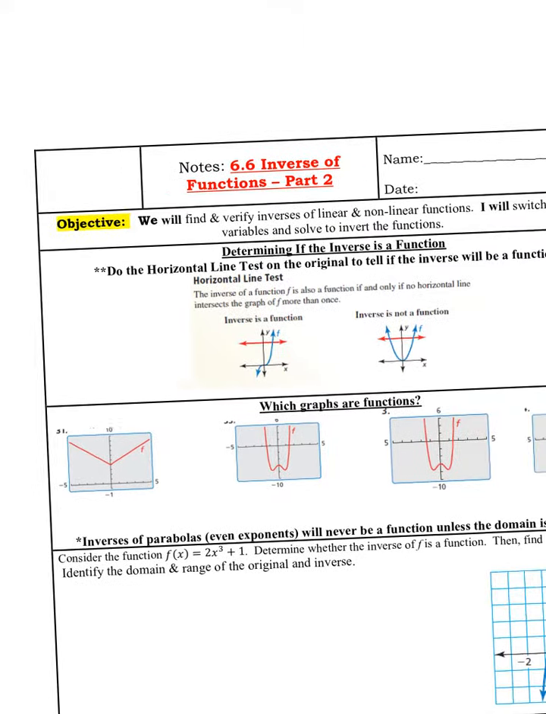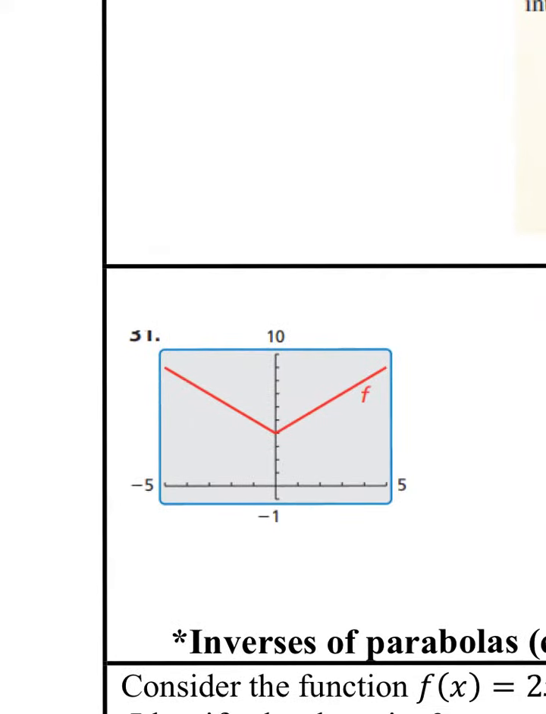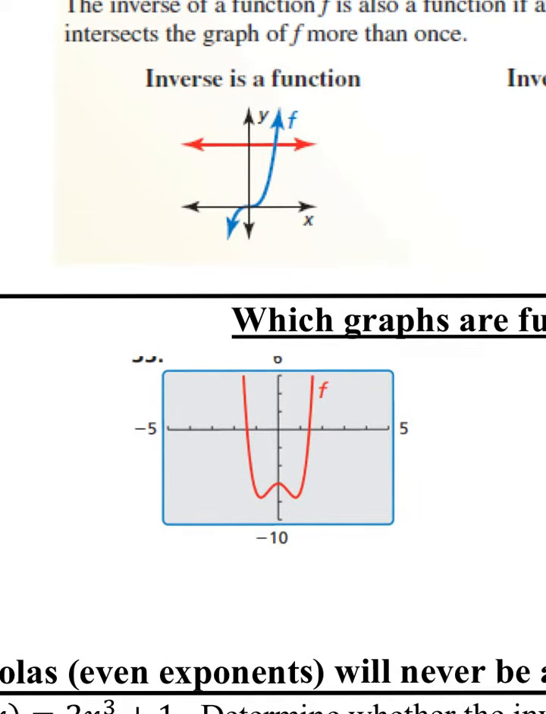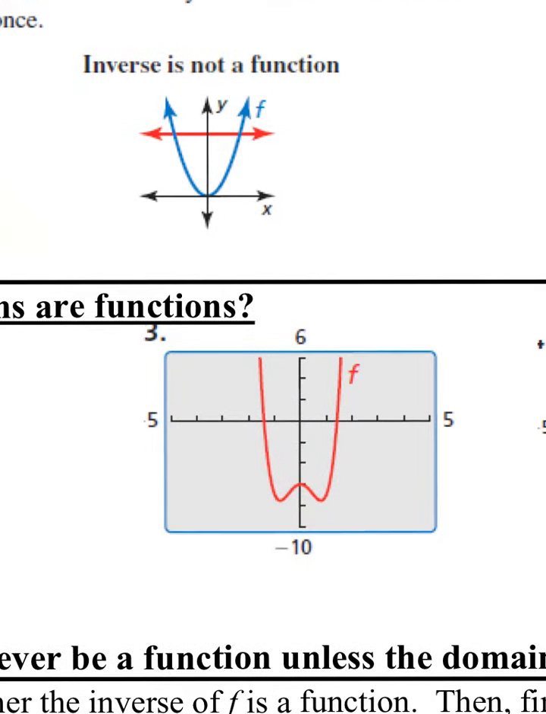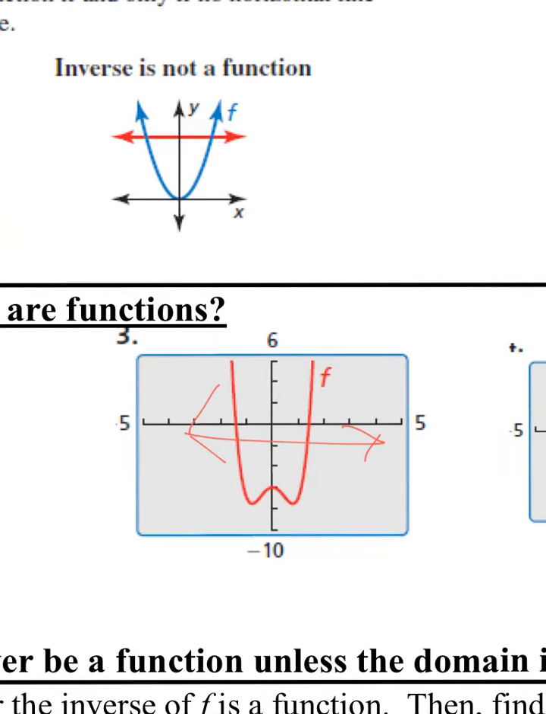Looking at this, I can draw a horizontal line through that. So yes, it hits more than once, so it fails the horizontal line test. So no, the inverse is not going to be a function. This one, it's going to be a sideways parabola, so it is not going to be a function. All right. The next one, same thing, slightly different looking parabola, but still a parabola, not a function. Okay.